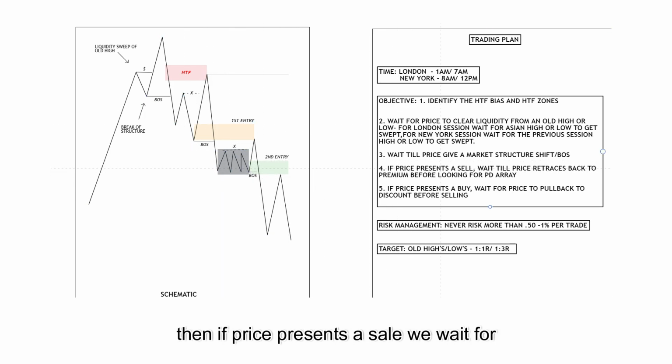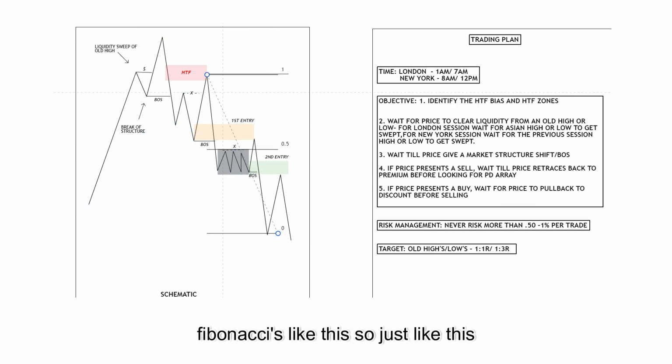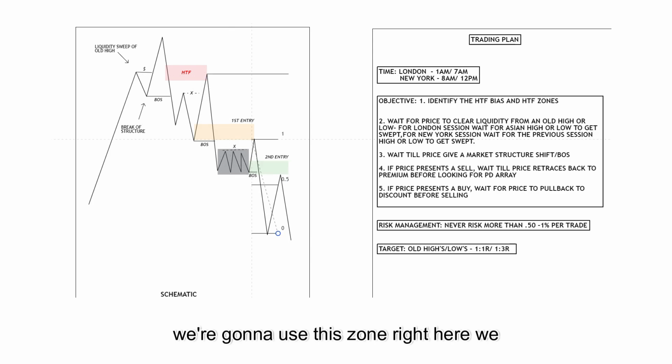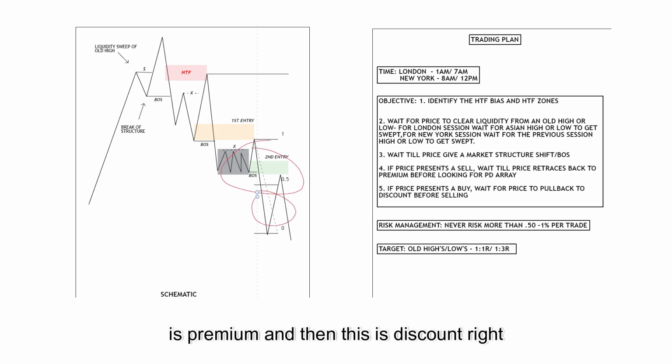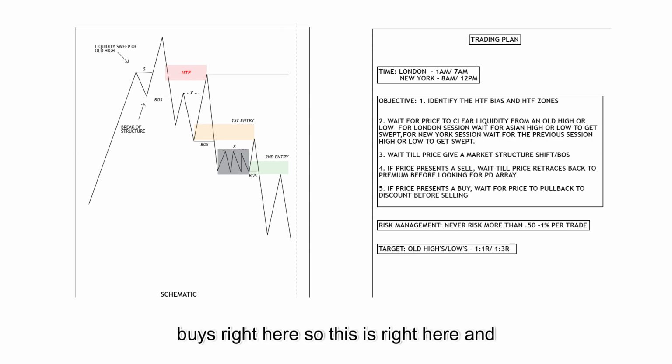And then if price presents a sell, we wait for price to retrace back to premium before looking for a PD array. So if we are in a sell format, we always want to grab our Fibonacci like this. Say we use this zone right here. We wait for price now to pull back inside of a premium zone. As you guys can see, this is premium and this is discount. If we are looking for sells, you always wait for price to pull back into premium and then you take your entry. And if you are looking for buys, you wait for price to pull back into discount and then take your buys right here.